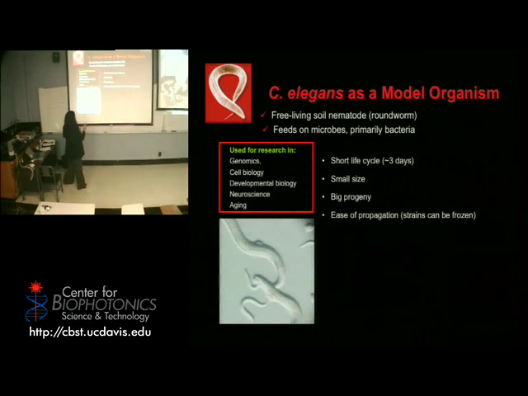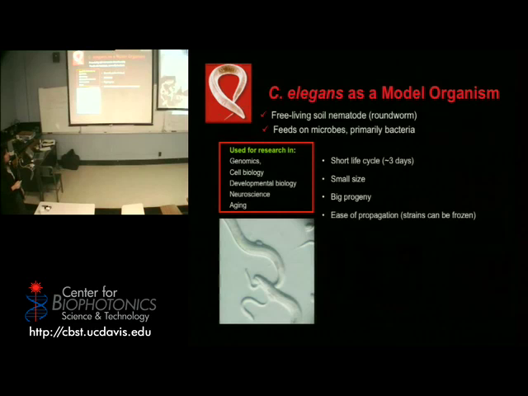In the case of C. elegans, it's been used a lot in these areas of research: genomics, cell biology, developmental biology, neuroscience, and aging. The reasons for being used in these areas are exactly because of the characteristics that this worm has. This is a free-living worm. It lives in the soil. It's tiny. It measures approximately a couple of millimeters long. You can see it with the naked eye, but it's almost invisible.